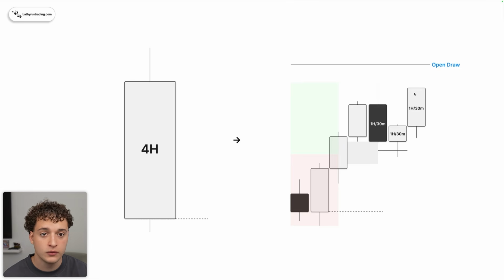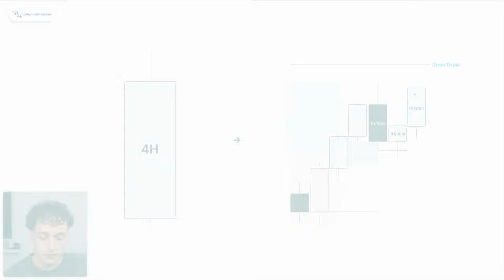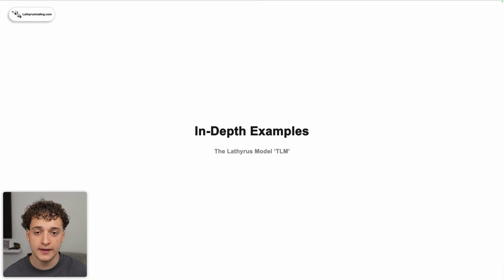You only could do this, once again, if we have an open draw. Now we're actually going to go into in-depth examples of the Lathyrus model and how it looks like step by step, and we're going to include things like SMT and all that good stuff within these examples. So let's get right into it.